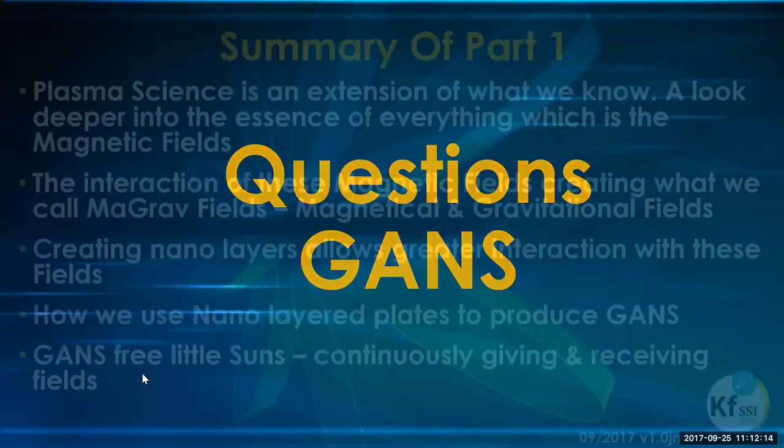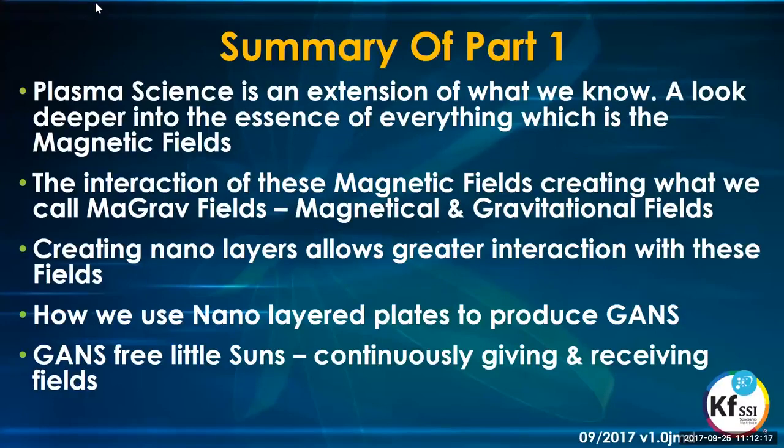So essentially, when we look at the summary for today, the whole purpose of these workshops is to keep it short and to the point, so that you can take home certain bits of information and really understand what it's all about. The plasma science is really an extension of what we know. It's looking deeper into the essence of everything, which is the magnetic fields. And that's what you really need to understand: everything is made up of these fields. Even the pen you're holding or the table you're sitting at is all made up of fields. We'll go into more detail next time, but that's what you really need to take home.